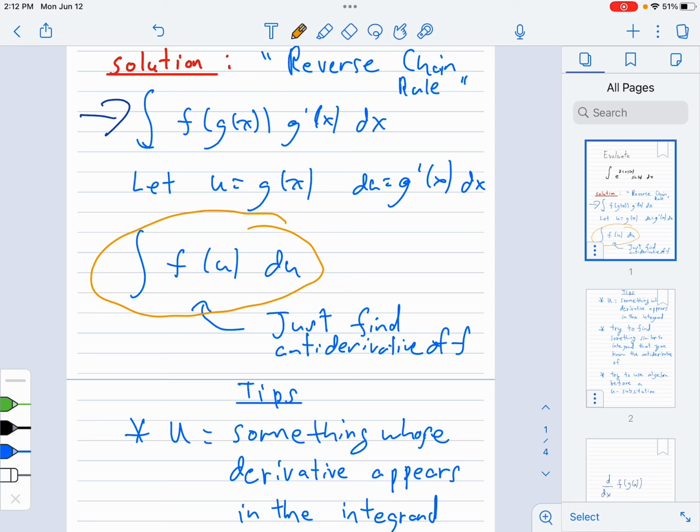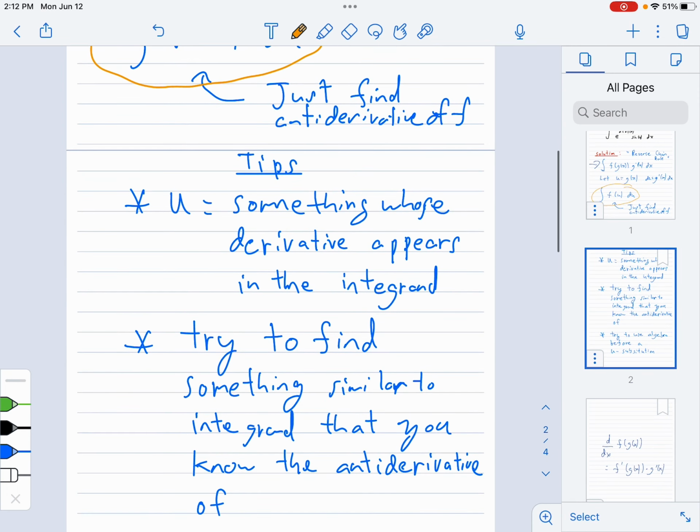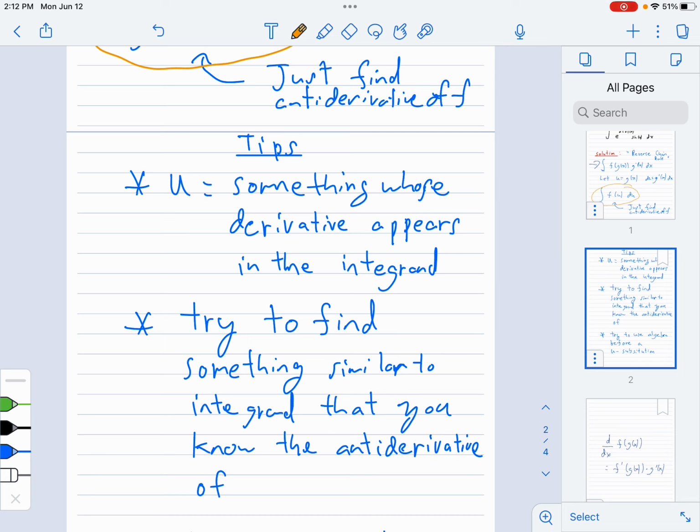So it's not always straightforward, in the sense that when you're looking for a u, you don't always know immediately what you should pick, okay? Sometimes it's going to be a little difficult, and I have these tips here. So the first tip is u is typically something whose derivative appears in the integrand, okay?